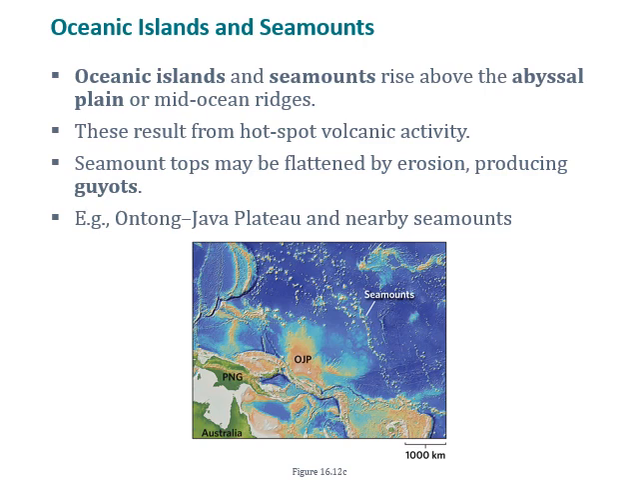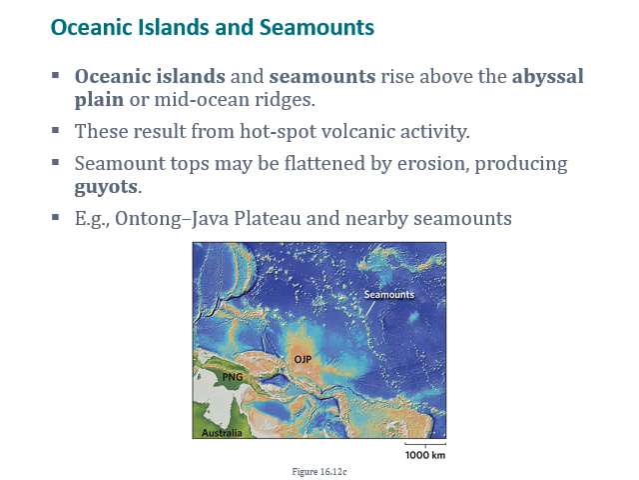Here's a picture of some oceanic islands and seamounts which rise above the abyssal plain or mid-ocean ridges. You can see they're all over the place and result from hotspot activity. Seamount tops may be flattened by erosion, which produces something called a guyot, which would be similar to a mesa on the land, except guyots are from igneous activity and mesas are formed from sedimentary rocks.